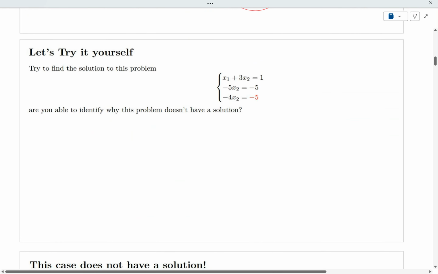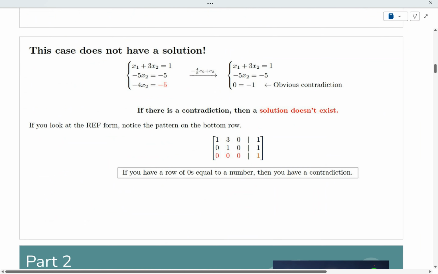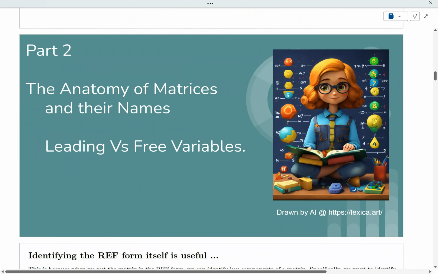Hopefully, you paused the video and solved this already. In this particular instance, if you perform this action, notice that you also create a contradiction where you have a bunch of zeros and then you have a one. If you have a bunch of zeros and you have a zero here, that's fine. That's not a contradiction, because zero equal to zero is not a contradiction. However, if you have zero equal to some number here, then we have a problem. So this is another example where a solution doesn't exist because the equations are contradictory with each other.